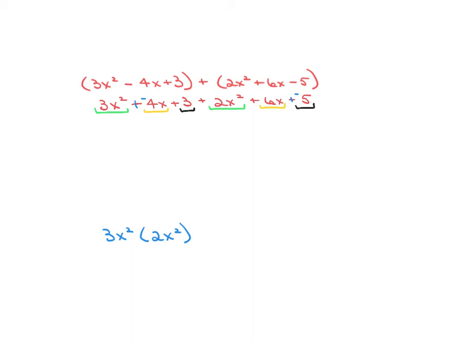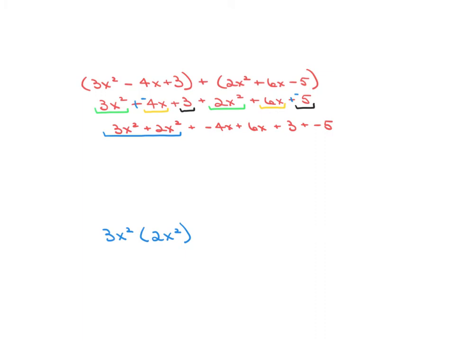I'm going to go ahead and write them so the like terms are next to each other. 3x squared plus 2x squared, those are like terms, plus negative 4x plus 6x, those are like terms. And then finally our constants, 3 plus negative 5, are like terms. When we're adding like terms, the variable portion does not change at all.